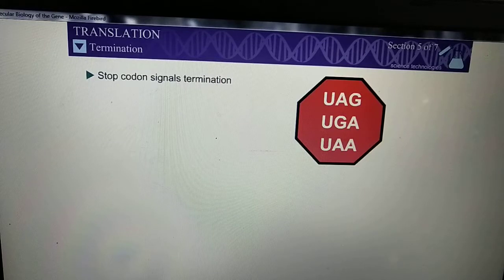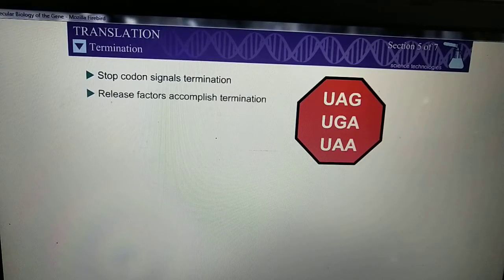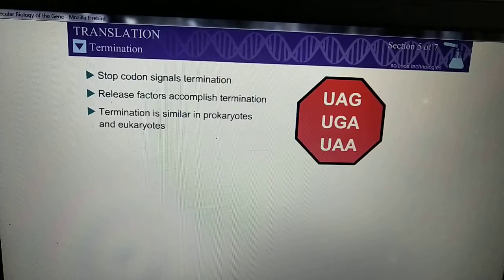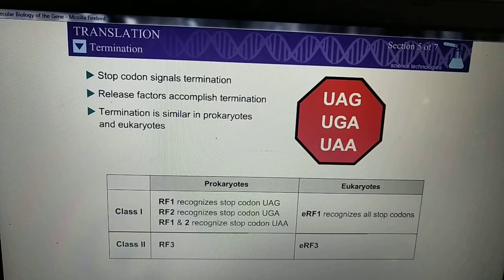Termination of translation is engaged when a stop codon on the mRNA enters the A site of the ribosome and is performed by release factors that recognize the stop codon. The mechanism of termination is similar in prokaryotes and eukaryotes and involves 2 kinds of release factors called class 1 release factors and class 2 release factors.